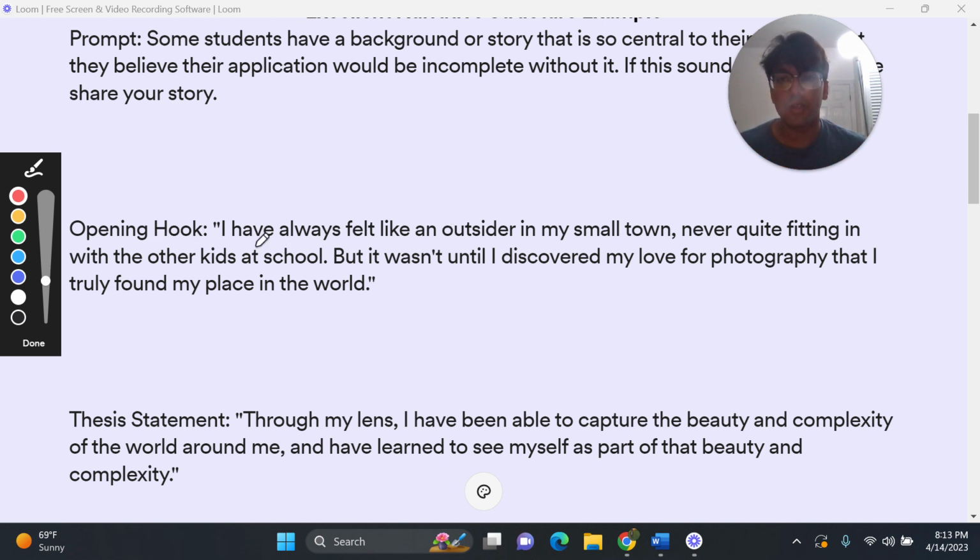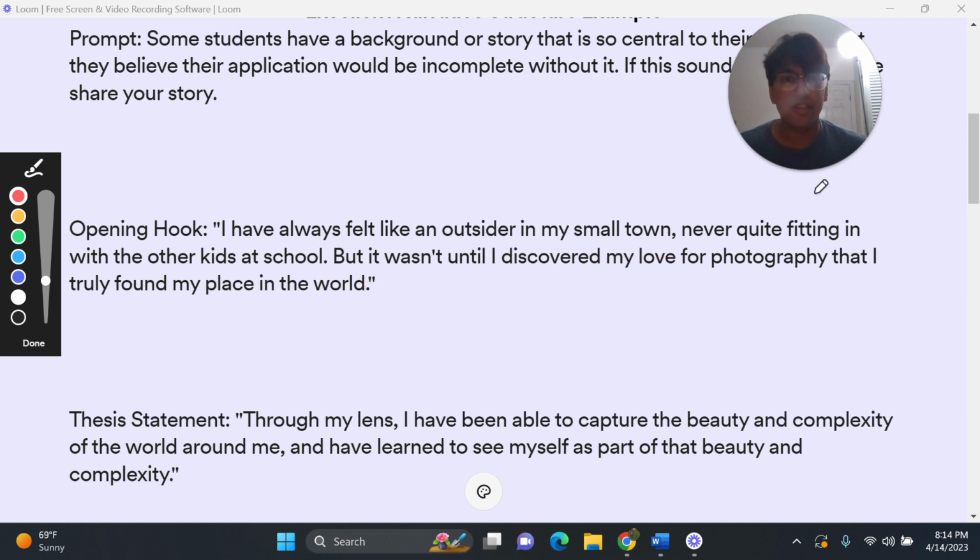Another thing I like about this hook is it actually has a little bit of contrast. So the first sentence is "outsider in a small town," and then the second sentence has "finding a place in the world." So this person feels like an outsider in a small town, but now has found their place in a world. And so small town is a small thing, and the world is a bigger thing. And they are an outsider in a small town, but they have found their place in the whole world.